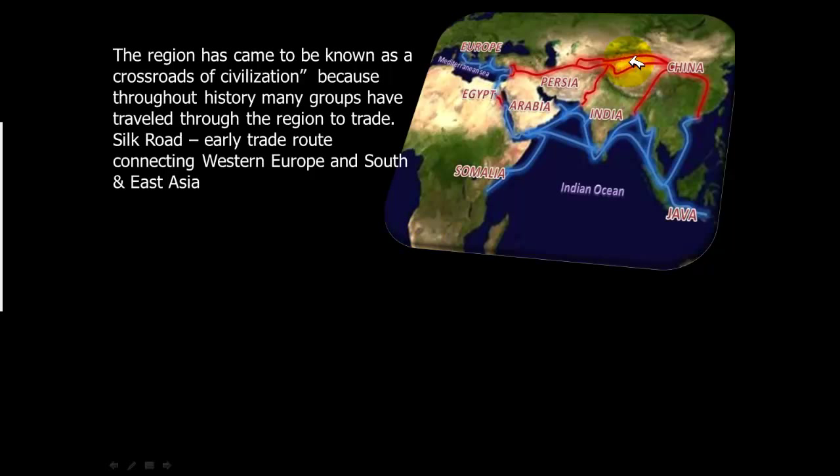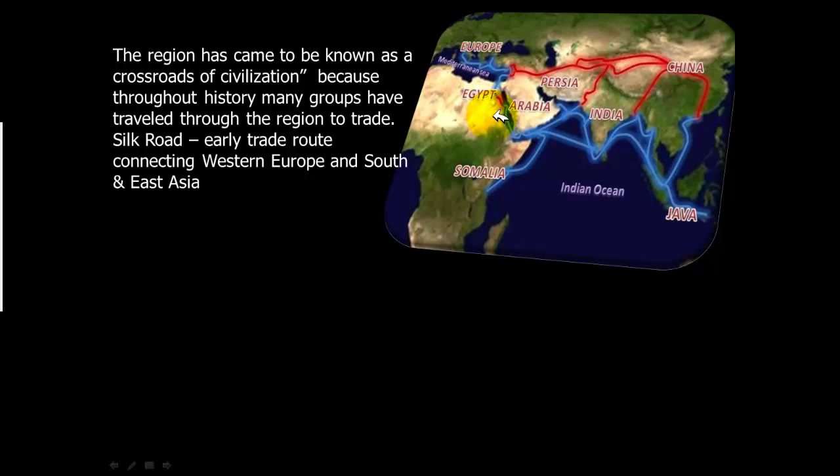Now, this brings us to this illustration, which is actually a map of the trade routes of the ancient world. When we're talking about the trade routes of ancient man, the early world, these things influence the cultural hearths. And this region that we're studying today, the Nile River Valley, the Mesopotamian Valley, they're known as the crossroads of civilization because throughout early man's history, groups have traveled throughout this region to trade. And what we're looking at now with this picture is the trade route that is called the Silk Route. The Silk Route were early trade routes connecting Europe, Africa, and Asia.